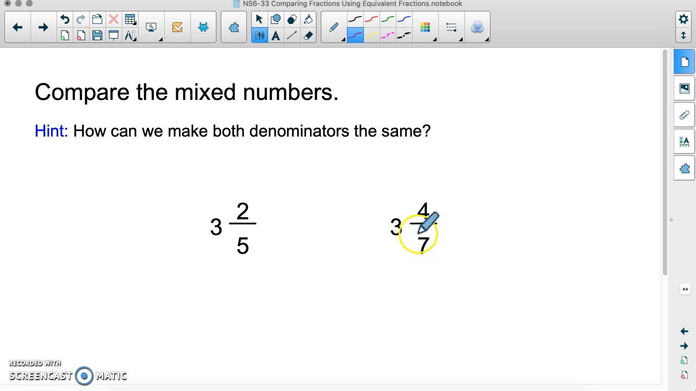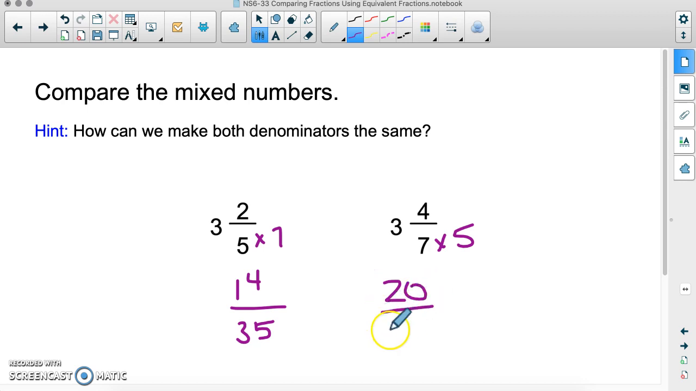So we're just going to forget right now about this whole number. We're going to multiply by 7, we're going to multiply by 5. So what you're going to be left with is 14 over 35, and then you're going to have 20 over 35. So what this tells us is 3 4/7 is greater than 3 2/5.